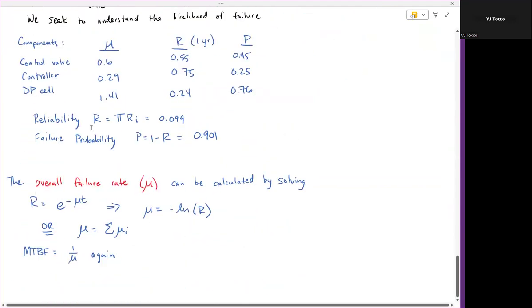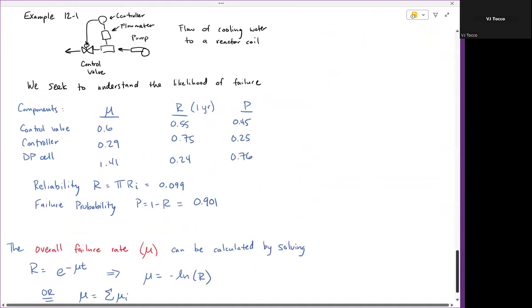To calculate the likelihood that this fails, I need to multiply the reliabilities together. And then if I were interested in the failure probability, I could take 1 minus the reliability. I would conclude from this that within a year, I would expect this to have a 90% chance of failing over the course of the year. So this is a pretty bad design.